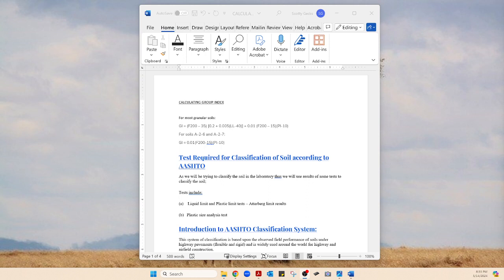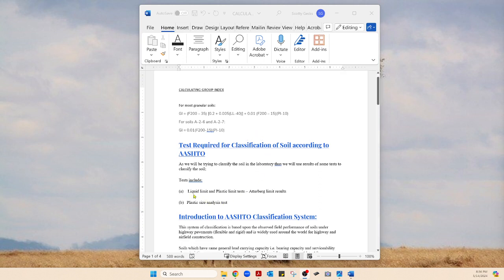Moving on a little bit, I've got my arrow on the wrong one. It's much clearer over here. The tests required will be liquid limit and plastic limit tests. We'll be talking about this within the section on the Atterberg limits, and these are called the results of the test. And then the particle size analysis test.